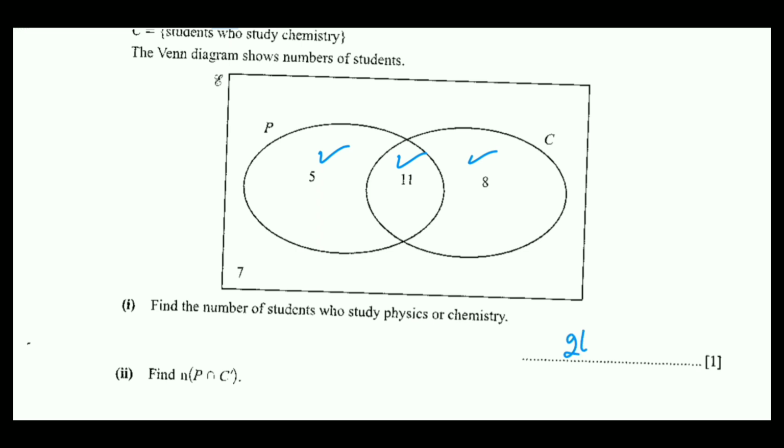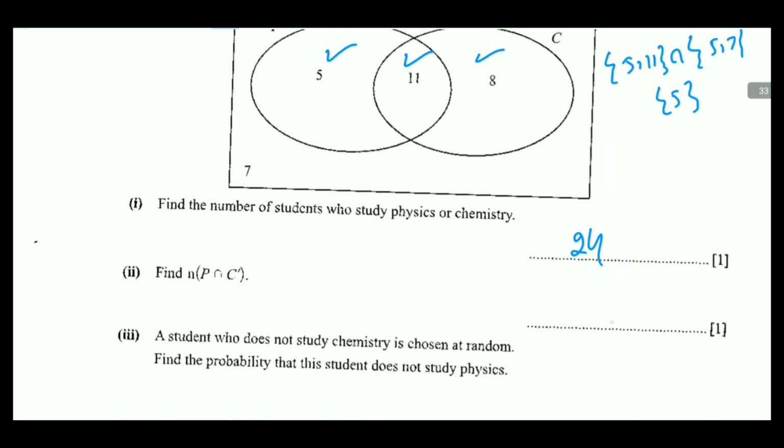So that will be 24. Find the number of P intersection C complement. C complement means C naught. In C naught, 5 and 7 will be included. P is 5 and 11. Intersection C naught means 5 and 7. So 5 is the intersection of these two sets. So 5 is the answer.